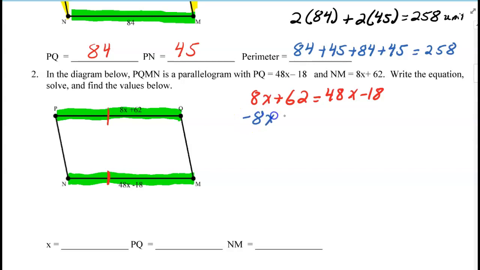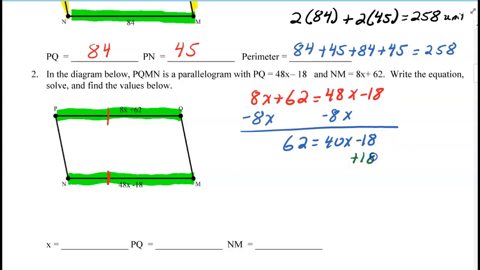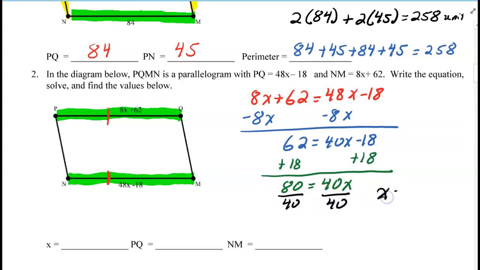I'm going to subtract 8x from both sides, and we'll get 62 is equal to 40x minus 18. I'm going to add 18 to both sides, and we'll get 80 is equal to 40x. And now I'm going to divide by 40, and x will equal 2.